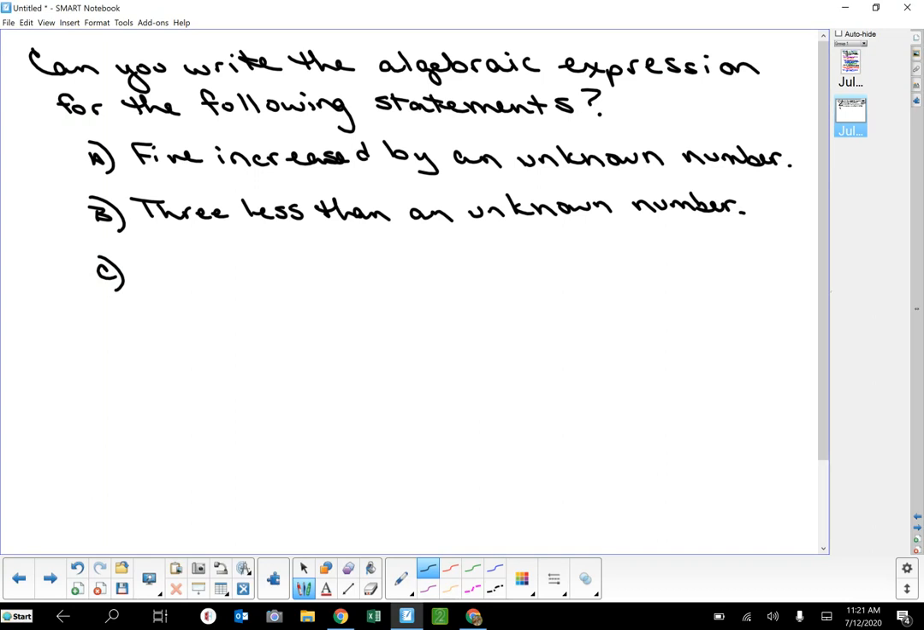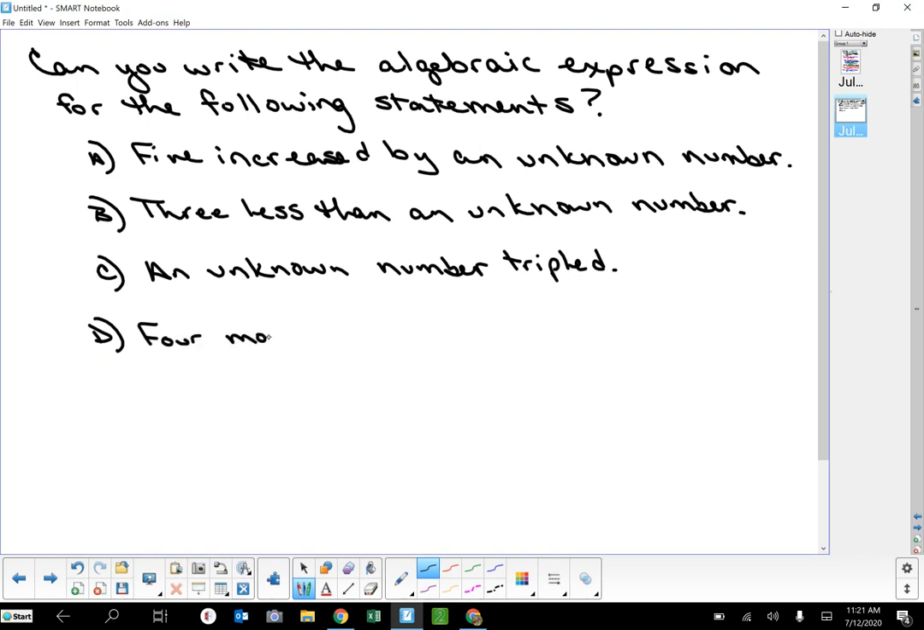C, an unknown number tripled. And D, 4 more than twice an unknown number.